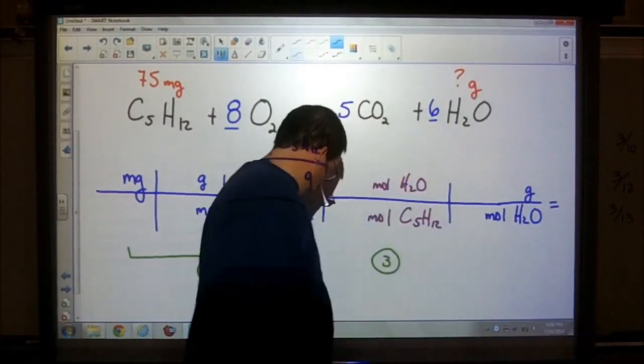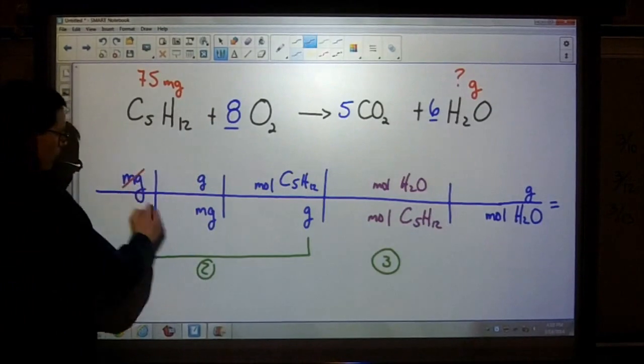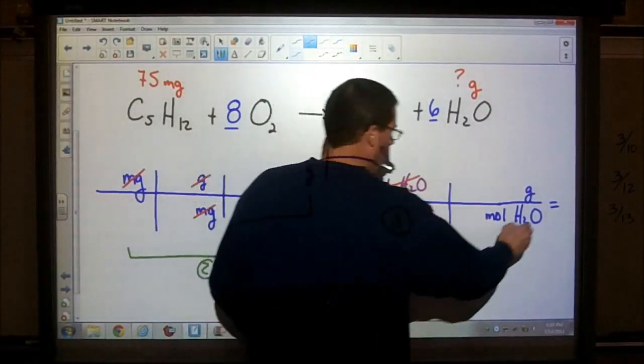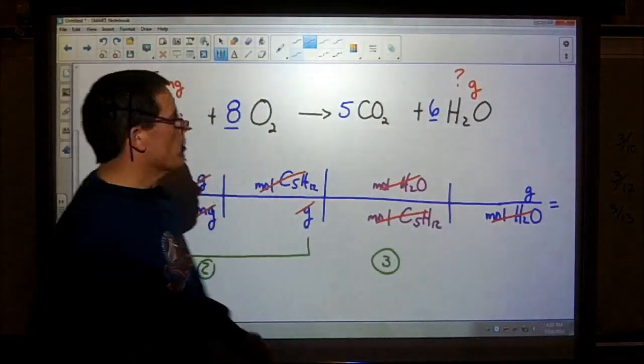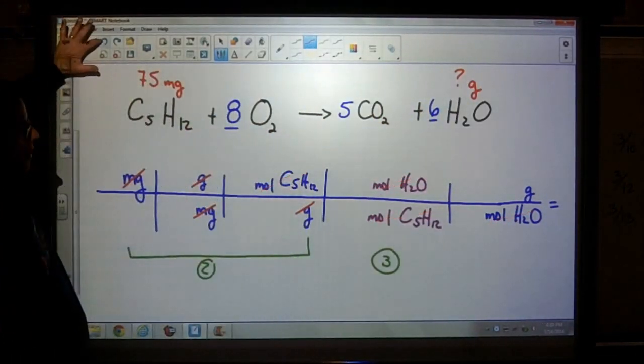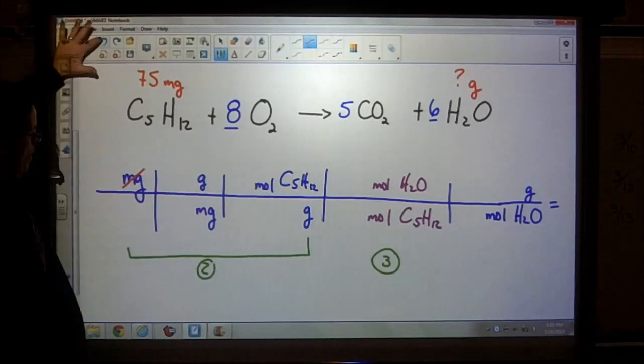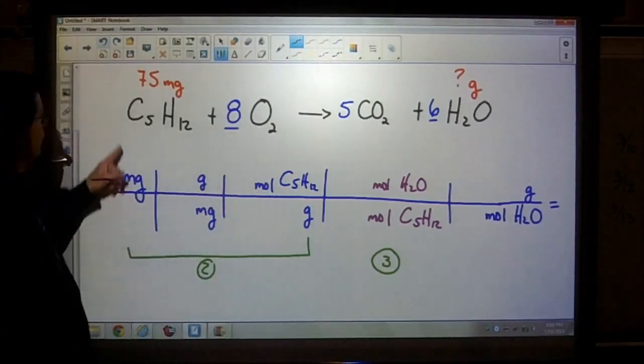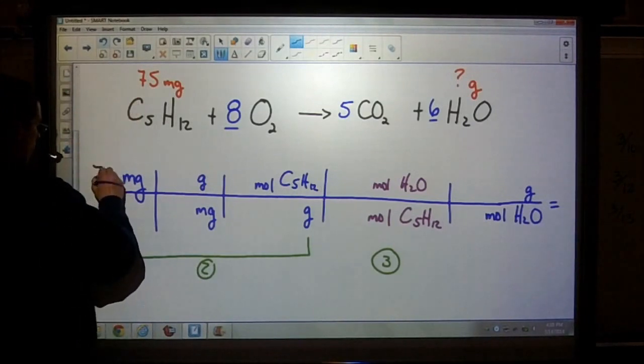Okay, so looking at our units, milligrams will cancel, grams will cancel, moles of pentane cancel, moles of water cancel. We're where we need to be. So let's get rid of that. Okay, so let's go back and put our values in. So the milligrams, we start with 75.